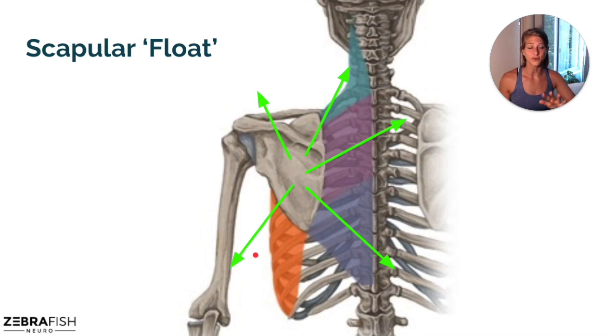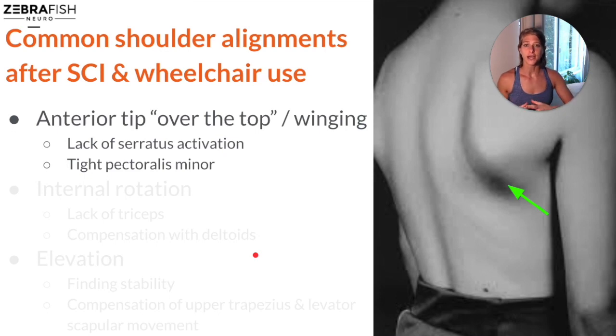Now, I don't want you guys to feel hopeless. There's so much that you can do about this. It's just important that you understand that these things can influence the position and the mechanics of your shoulder. So, common shoulder alignments that I see after spinal cord injury and wheelchair use.